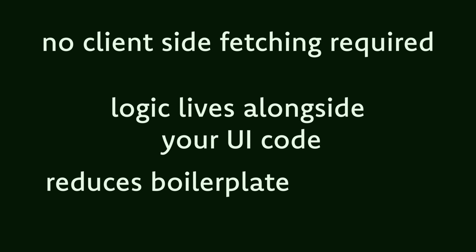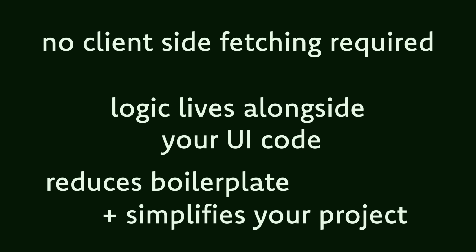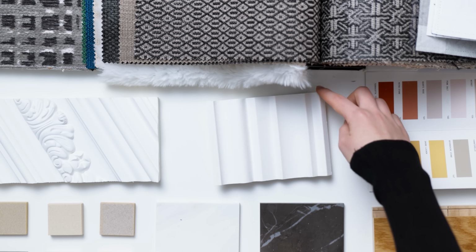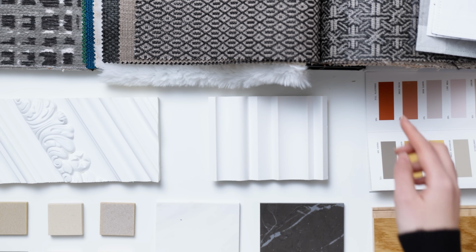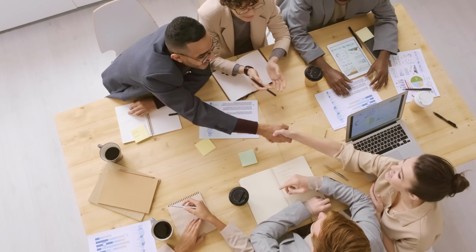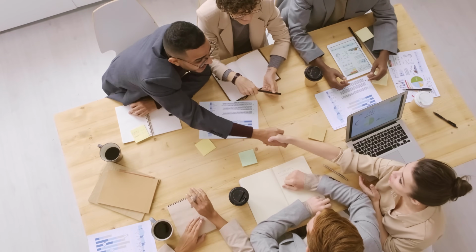This can help reduce boilerplate and simplify your stack since you won't need a separate API route for each mutation. You also avoid managing extra state for the request and response. All of this helps keep your project organized and easy to navigate. While there may be some performance gains, you may see significant productivity gains as well.